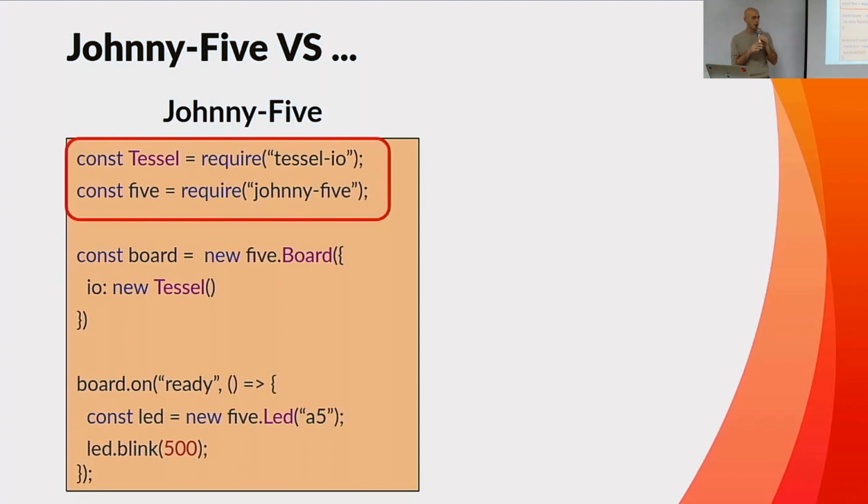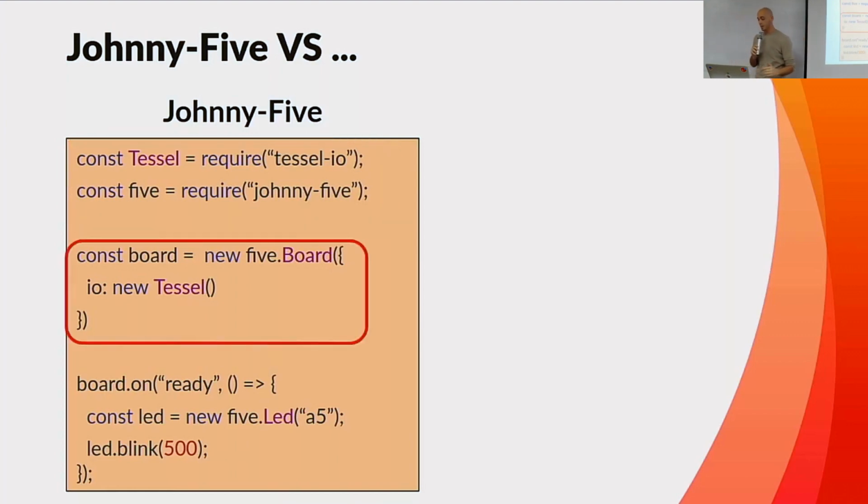But here we declare the dependencies, so we are requiring Tessel, which is the Firmata protocol, and we are requiring also Johnny 5, so the actual framework. Here we actually declare a new board, a new constant variable board, to which we assign an object coming from the Johnny 5 framework.